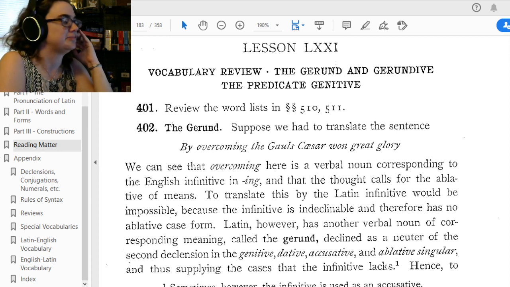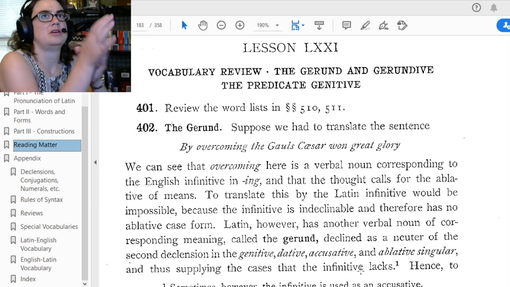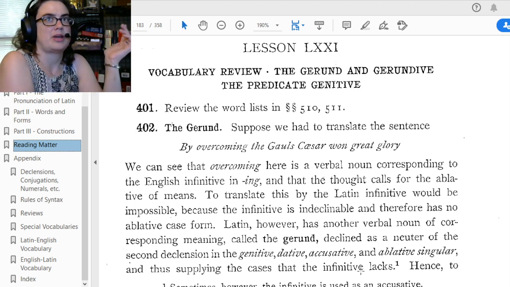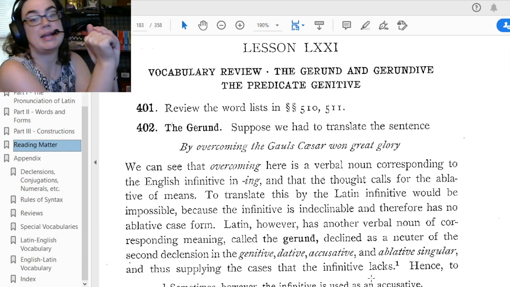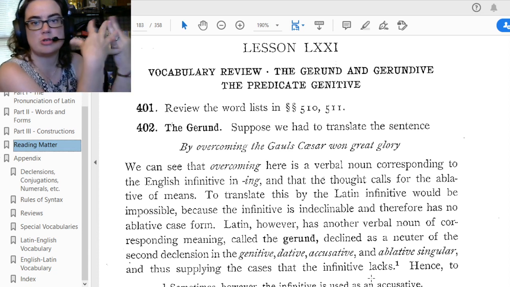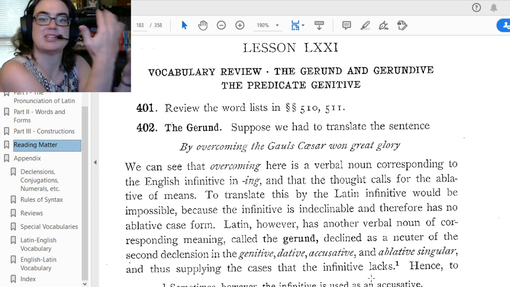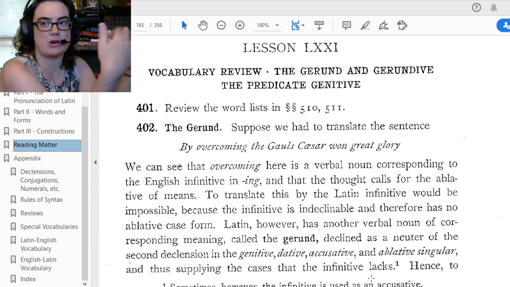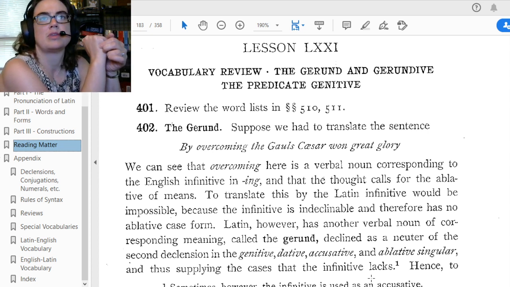Good. All right. So, I am going to talk about gerunds and gerundives. And you guys have some vocab to study. All right. So, gerunds are verbal nouns. So, verbal, they're from verbal roots. They have actioniness about them. But they are used as nouns, so objects of verbs, subjects of verbs. They have those kinds of roles in sentences.